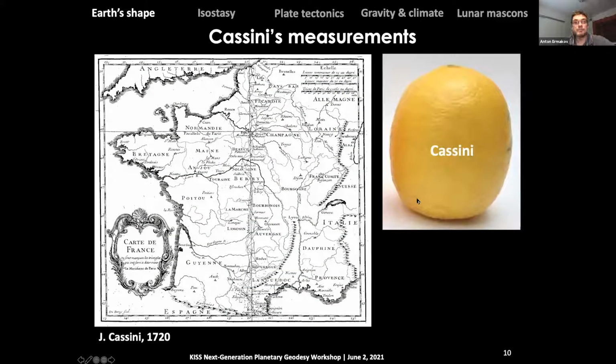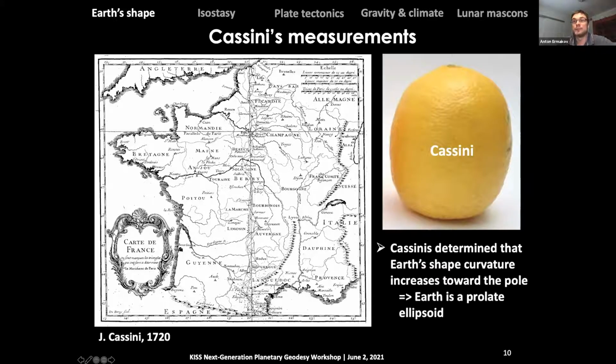What Cassini did, he built a geodetic triangulation network, basically a long sequence of triangles going from north of France to south of France. And he concluded that the curvature of the Earth's shape is larger as you move toward the pole compared to the equatorial regions. And he concluded this just based on this triangulation network, which covers a relatively small region on Earth.